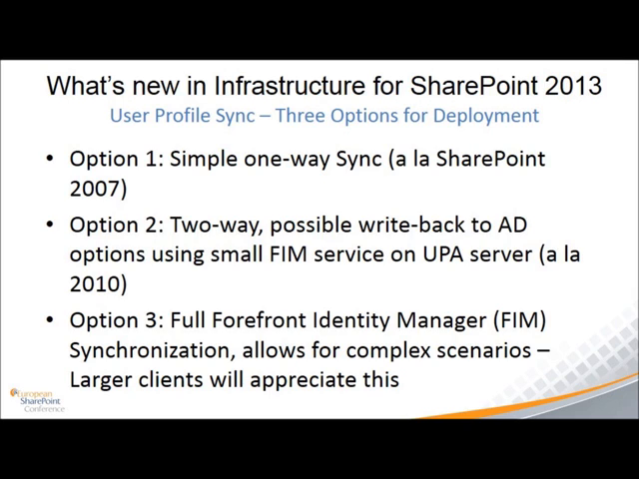options for SharePoint 2013. One option is to do a simple one-way sync from your directory, generally Active Directory. It's basically for those clients that just want to be able to pull the information out of AD and put it into SharePoint. So it's now much easier to set that up, and it's basically the way that it worked in 2007. The second option is the way that it worked in 2010, which is to do a possible two-way sync back and forth. Let's say you want to synchronize the phone number attribute that someone modifies in their SharePoint My Sites back with Active Directory.